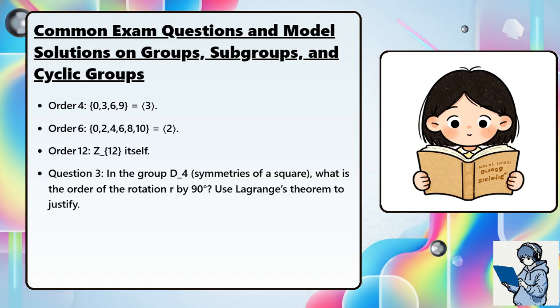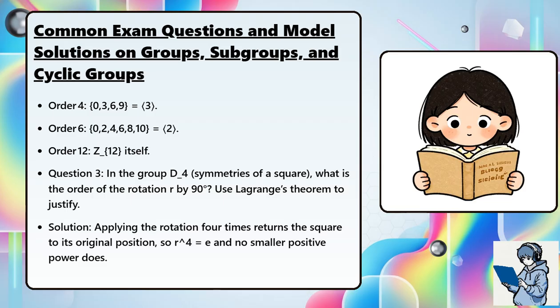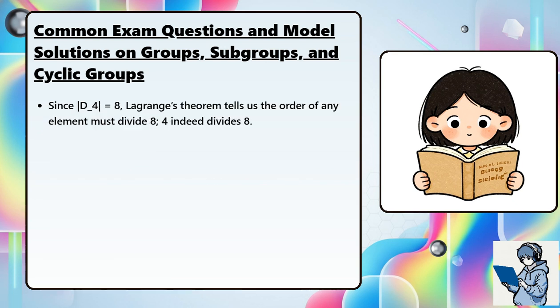Question 3. In the group D4 of symmetries of a square, what is the order of the rotation R by 90 degrees? Use Lagrange's theorem to justify. Solution: applying the rotation 4 times returns the square to its original position, so R^4 equals the identity and no smaller positive power does. Hence the order of R is 4. Since the order of D4 equals 8, Lagrange's theorem tells us the order of any element must divide 8. 4 indeed divides 8.